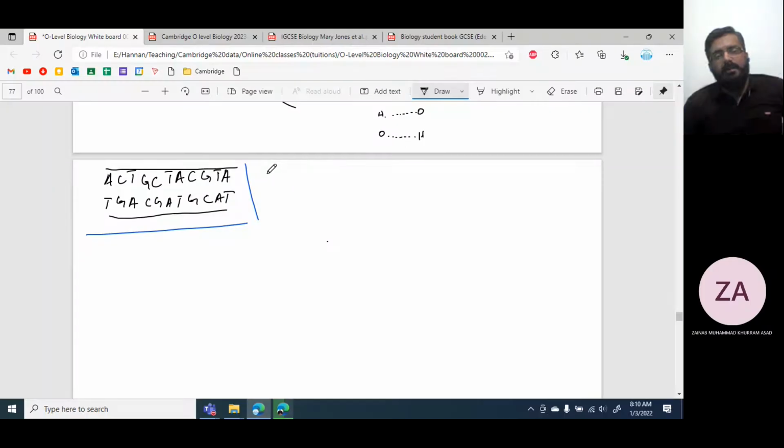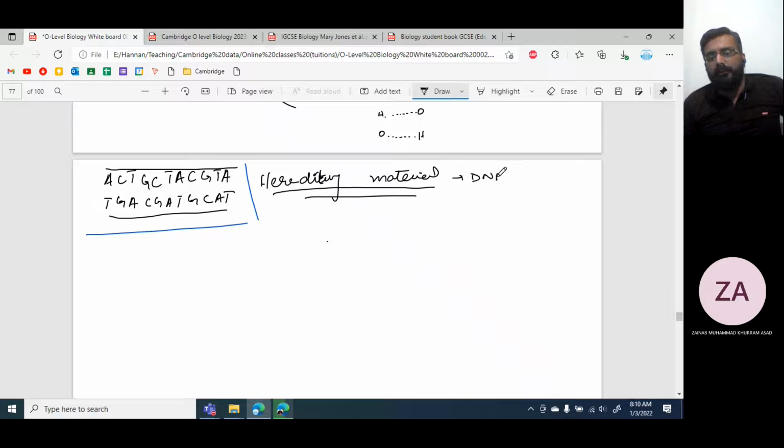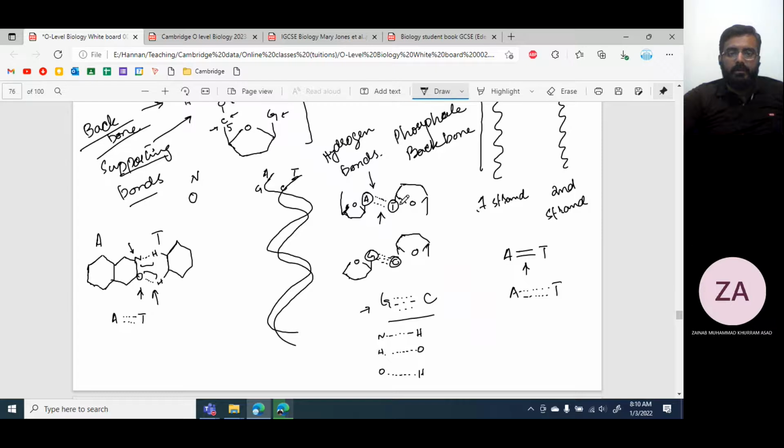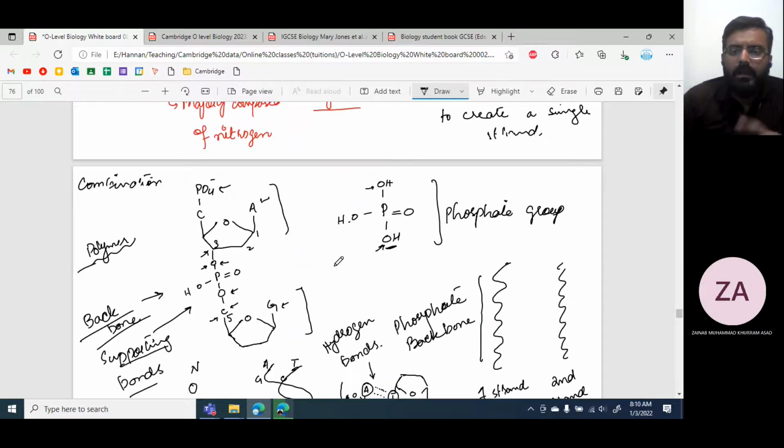According to the previous lecture, we have now a substance also known as hereditary material. Hereditary material is also known as the DNA. The DNA is deoxyribonucleic acid, and we have been studying the whole structure of the DNA in a bit more detail.